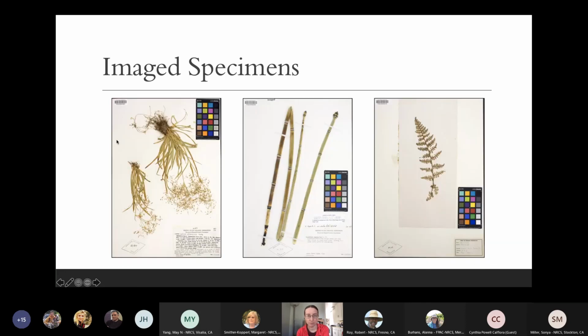Imaged specimens look like this. As you saw, the herbarium specimens are flat on pieces of paper with labels, and we try to capture the whole specimen. We have these little color checker squares to be able to adjust the color to make it look natural on the specimen. And these are different ages of specimens that have been collected, and see, as you go back in the past, you usually get a lot less information on the label.